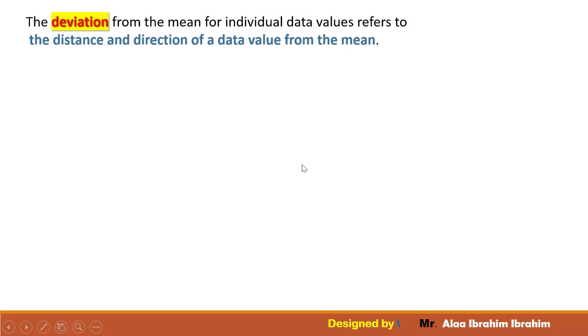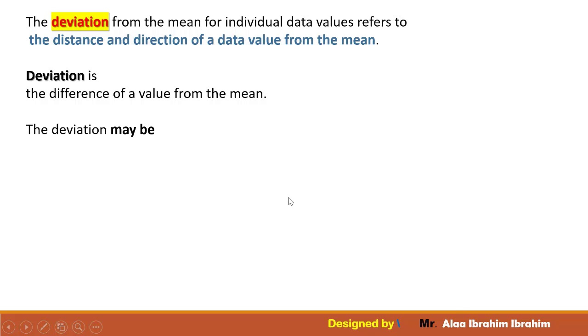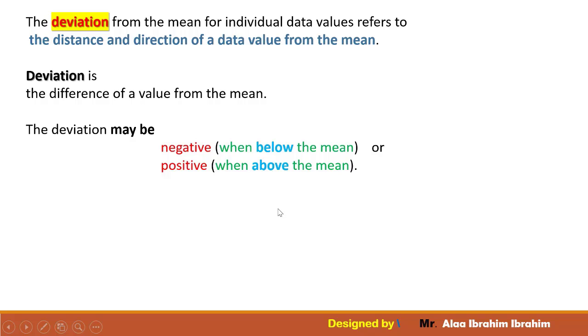The deviation from the mean of an individual data value refers to the distance and direction of a data value from the mean. Deviation is the difference of a value from the mean, so we have to start with the mean. We took it before in lesson 4. The deviation may be negative when we have something below the mean, or positive when we have something more than the mean, or above the mean.